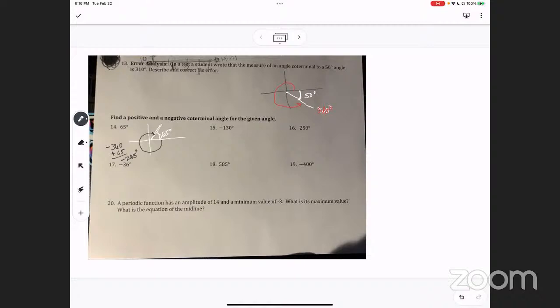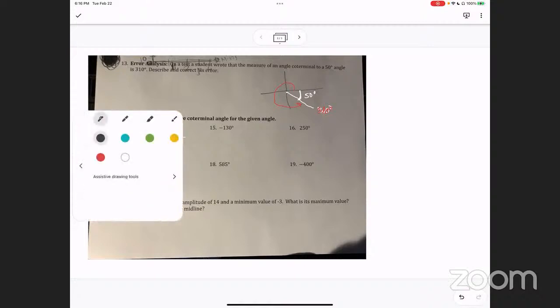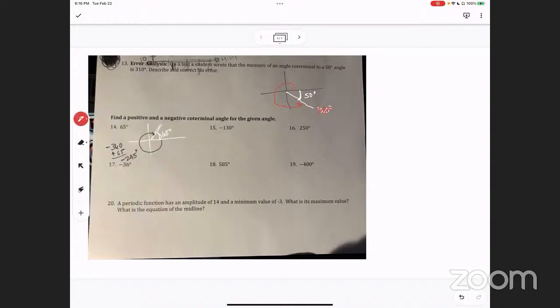There's my negative one. And what would the positive one be? I keep going in this direction, right? Which means I add. Yep, I add 65 to 360. Got it? Whoops, I wrote 36. 65. Which is what? 425? Yeah. Good job.